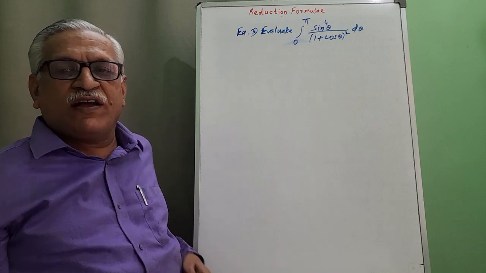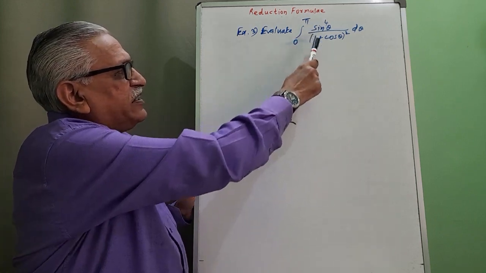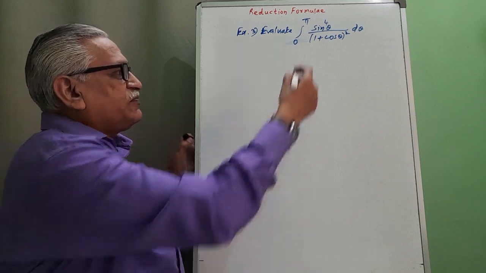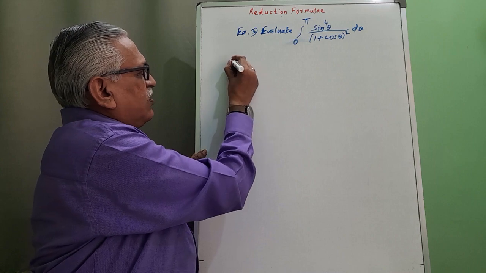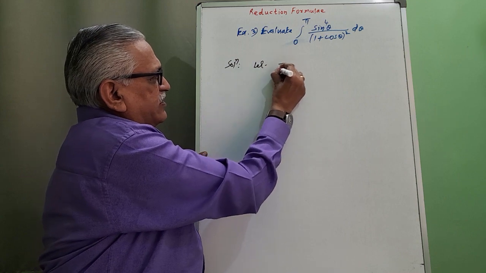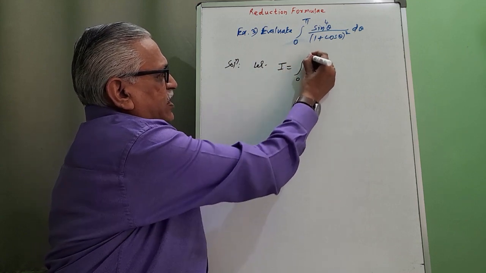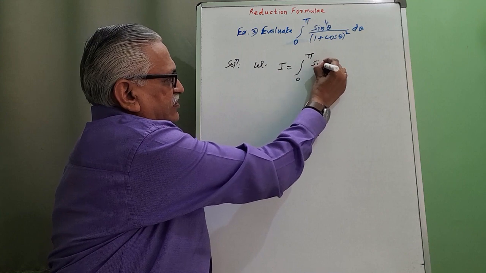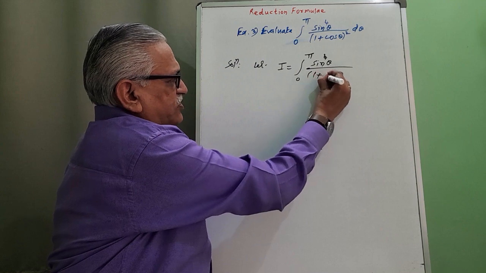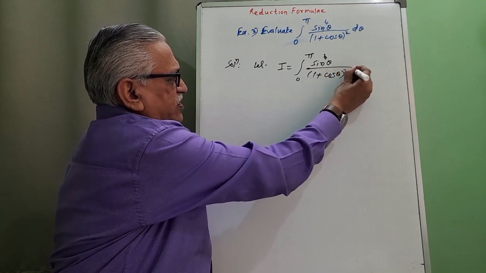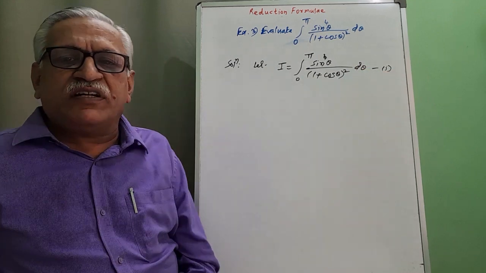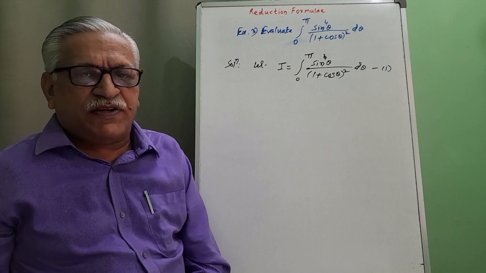Example number 3, evaluate the integration from 0 to pi of sin theta raised to 4 whole divided by 1 plus cos theta bracket square, its integration with respect to theta. We call that I. Therefore, let that integral be I, integration from 0 to pi of sin theta raised to 4 divided by 1 plus cos theta whole square, with respect to theta. We call that equation 1.